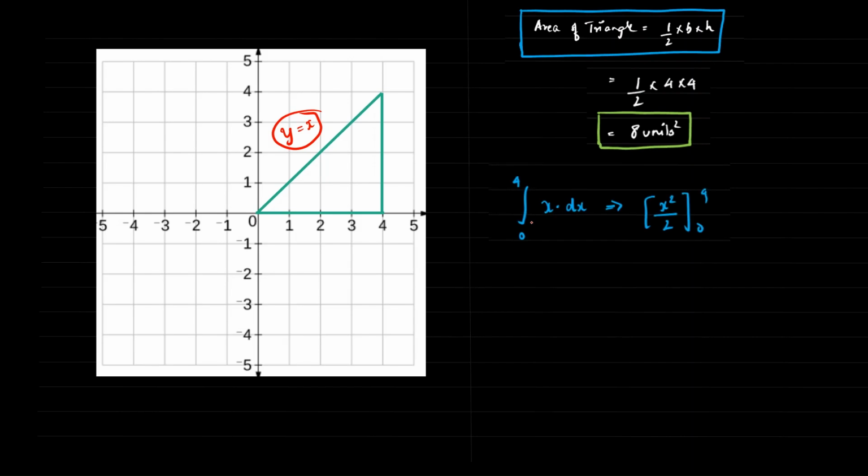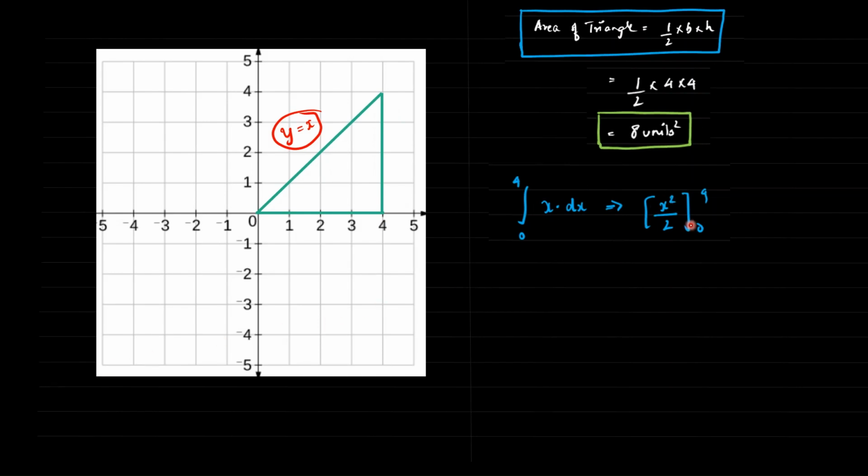So I will start by integrating x with respect to dx, because the equation of this particular curve is x. It can be anything else as well. We can have x or x plus 2 or x squared plus 2. We can have any curve. We just have to integrate that from a to b. Here the value of a is 0. It is starting out from 0 and it is ending at 4. So the integral of x is x squared over 2.